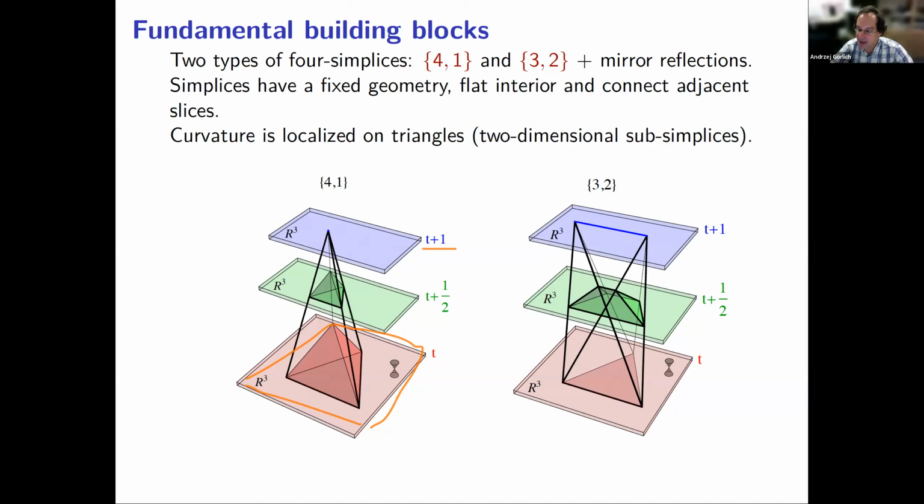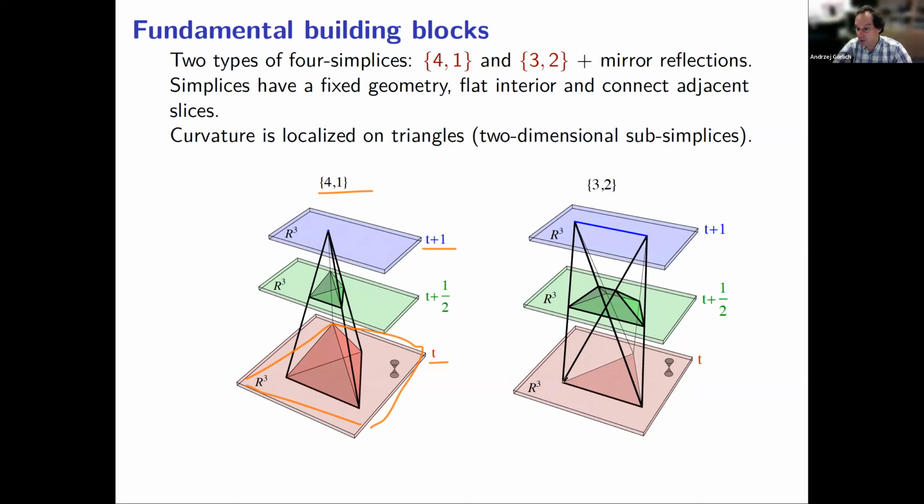And this means that you can have two types of simplices, or in fact, four types, depending on the number of vertices in each layer. A four simplex has 5 vertices, and it can have four vertices at slice t, let's say, and 1 at t+1, and this is a 4-1 simplex. You can also have a mirror reflection, so you have 1 at a given slice and 4 at the next slice. So this would be 1, 4.